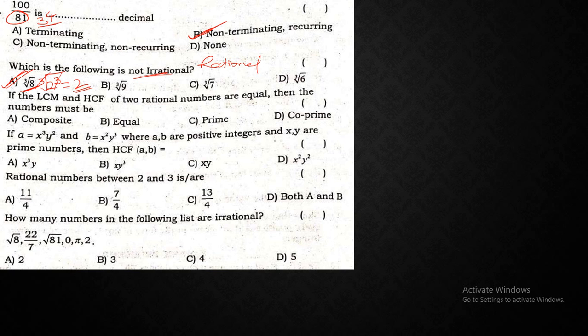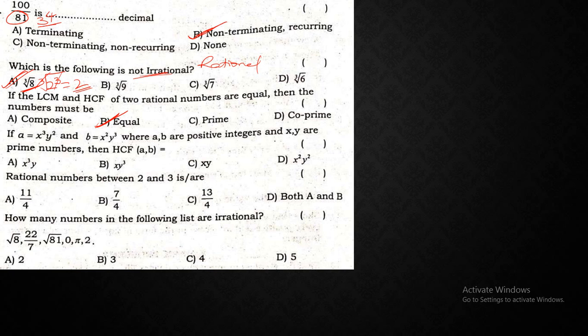Next, the LCM and HCF of two rational numbers are equal. Then the numbers must be... If the LCM and HCF of two rational numbers are equal, then the numbers must be equal. Only then will the LCM and HCF be equal. There is no other possibility.